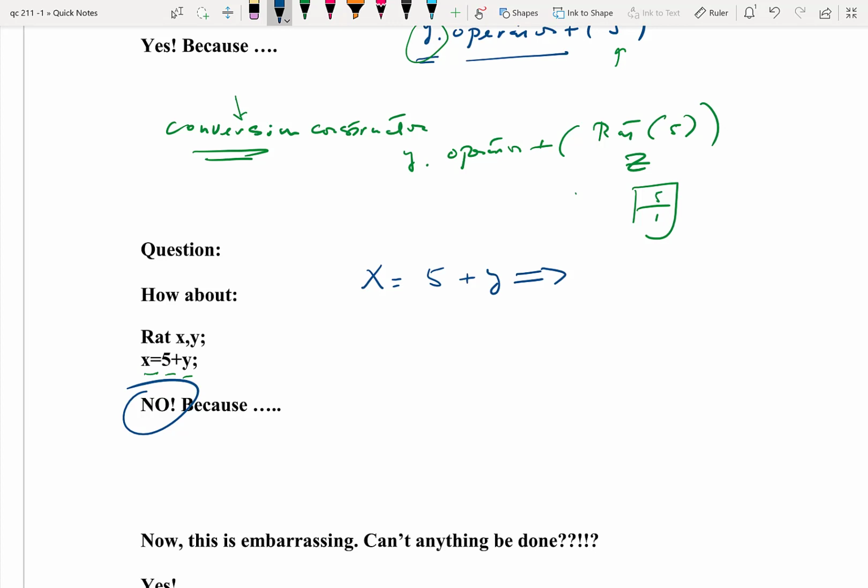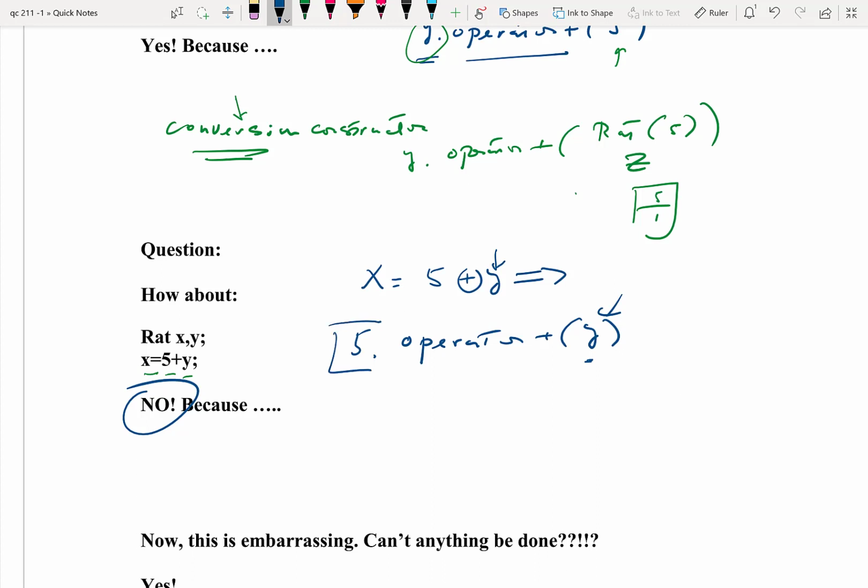It's going to say, well, I know this is plus. Since this guy here is a rat, this can't be integer or arithmetic or anything. It has to involve rats. So it drags out the operator plus for rats. But what is that going to do? It's going to try to do the following thing: 5 dot operator plus, again, let me write it so it's clear, 5 dot operator plus of y. So this part is okay, right? Because y is a rat, and you're supposed to have over here a parameter that is a rat.